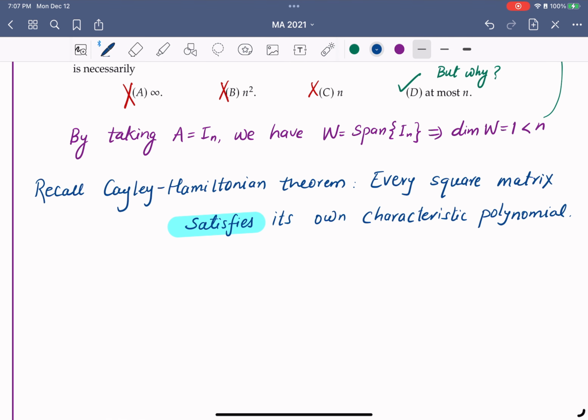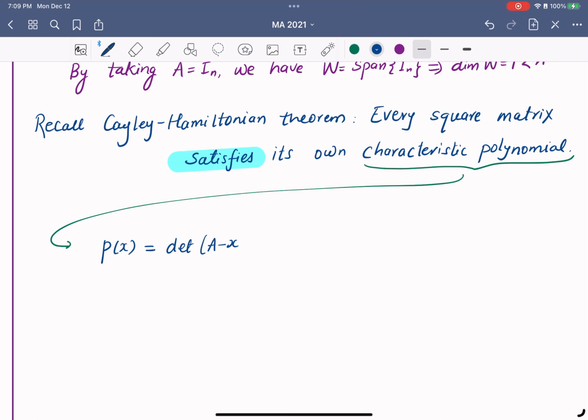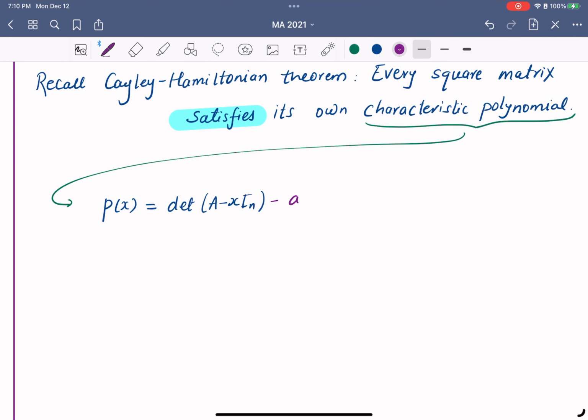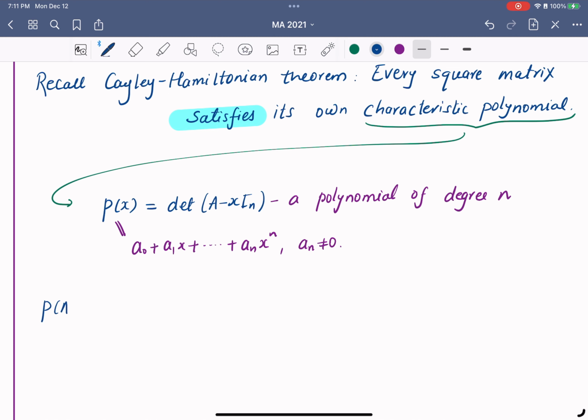Now, the characteristic polynomial of a matrix is defined as follows. It is given as p(x), which is the determinant of A minus x times identity. Now, this is a polynomial of degree n, which means that p(x) can actually be written as a0 plus a1 x all the way up to an times x power n, where an is a non-zero scalar. And the theorem says that p(A) is equal to 0, which means that if you replace x by A, you get this equation satisfied.